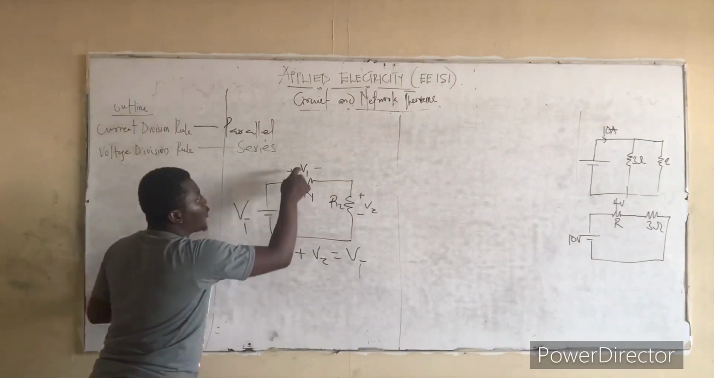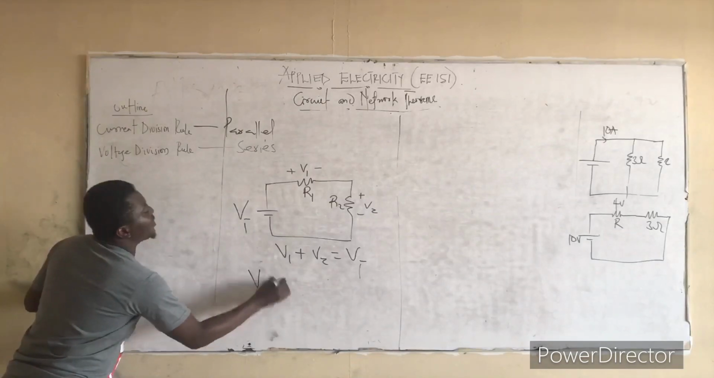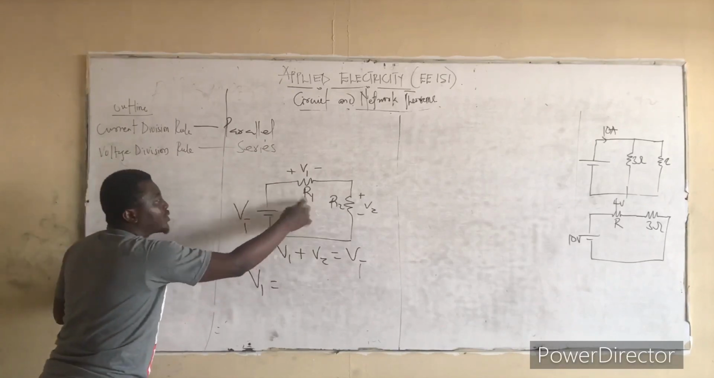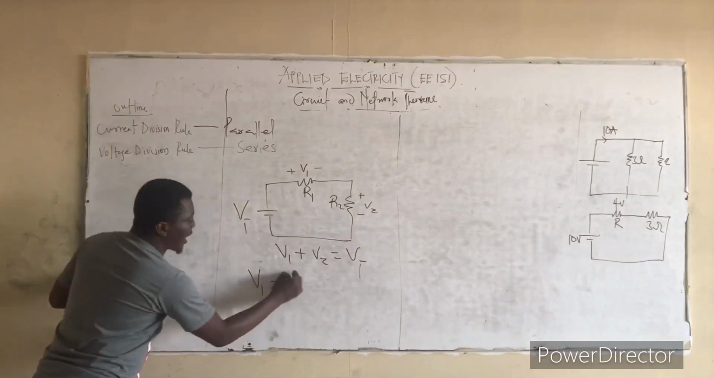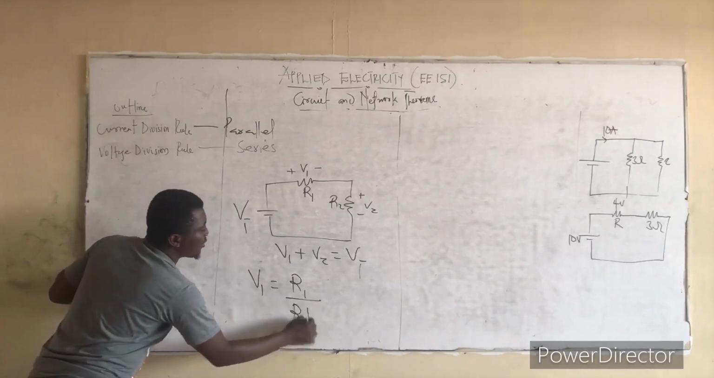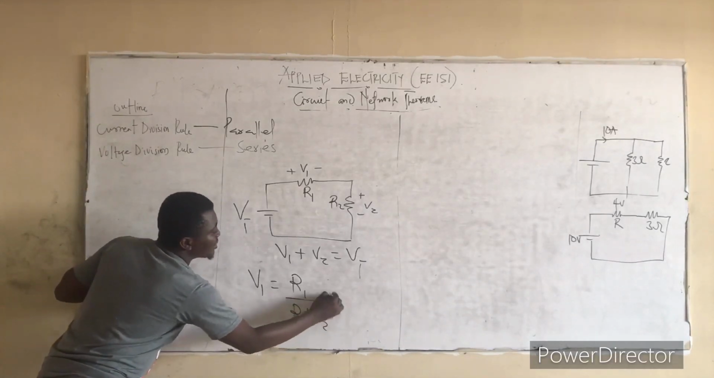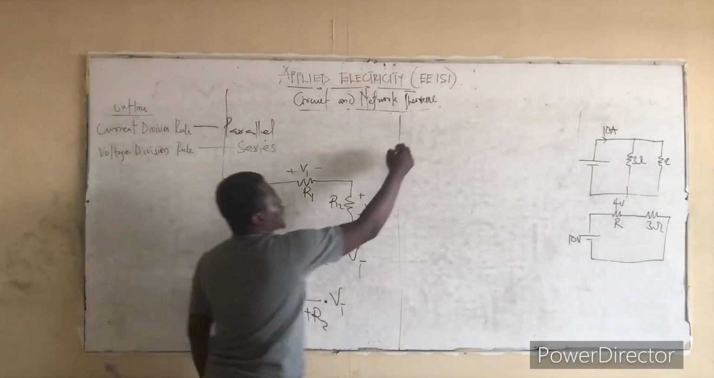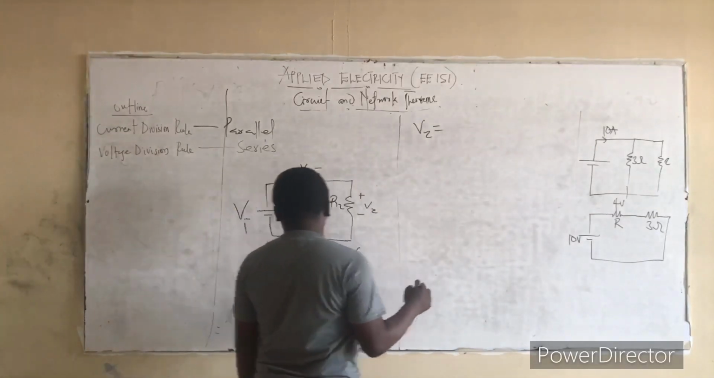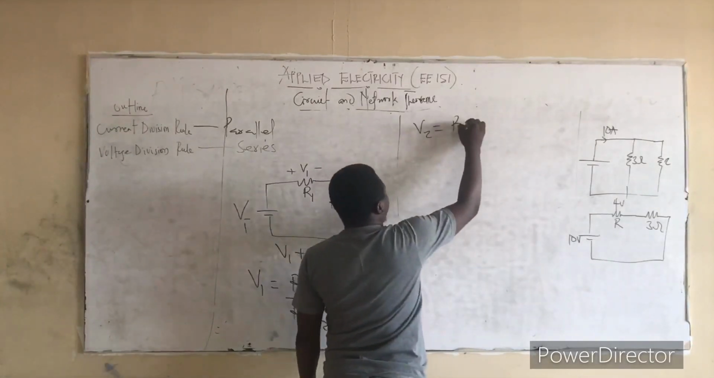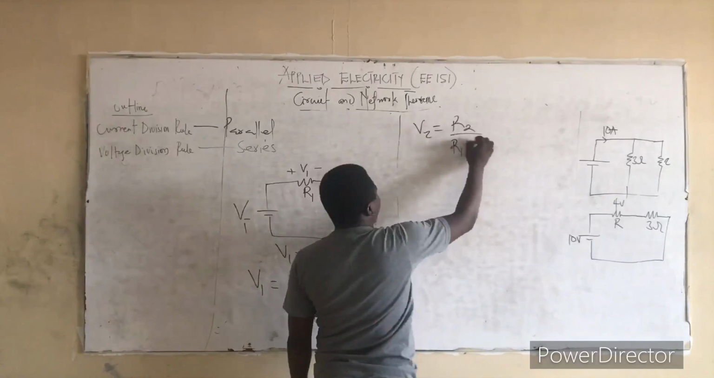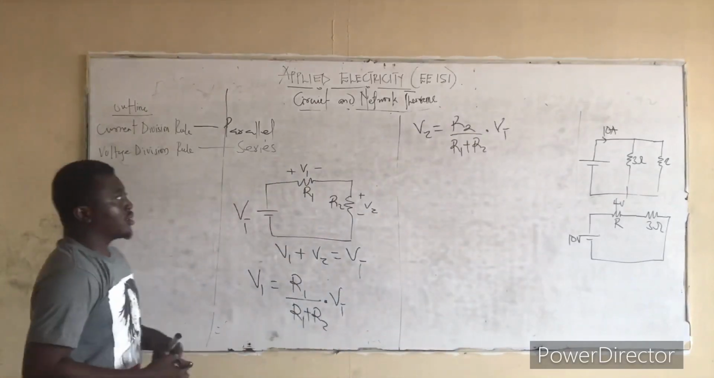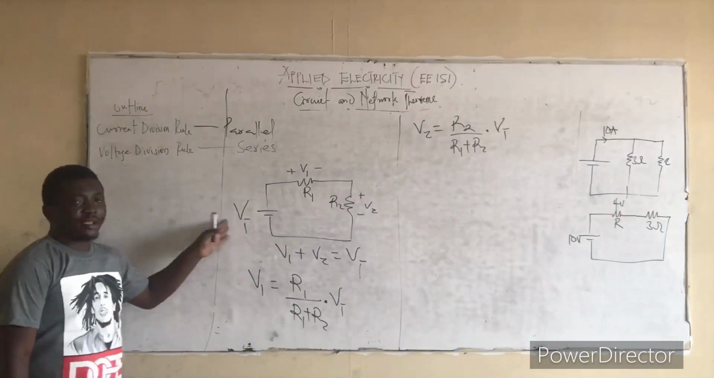But this one, if you want V1, V1 will be given by, unlike the current division where you pick the opposite resistor, this one will pick the actual resistor. So we are going to pick R1 all over the sum of the two, R1 plus R2, times the total voltage. The same applies to V2. So if you want V2, it is going to give us R2 over R1 plus R2 times VT. So that is the voltage division.